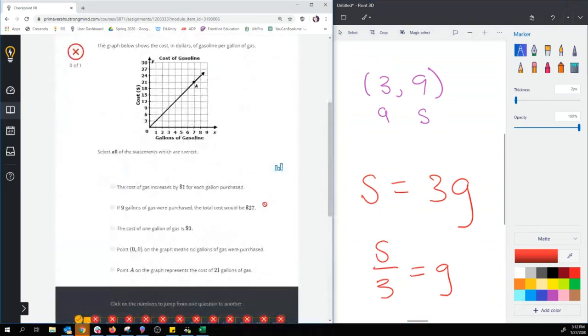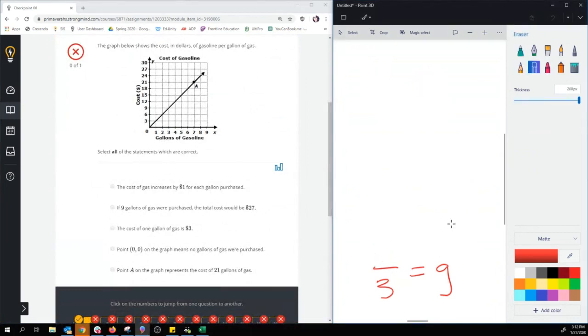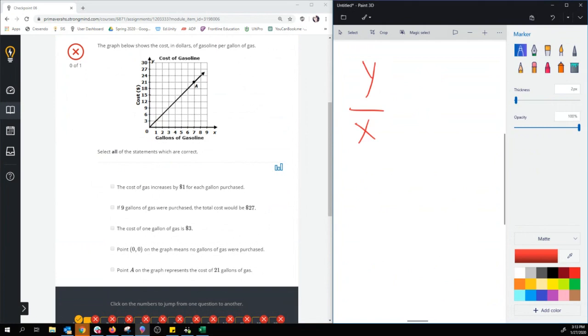The next one here. So we have this graph that shows the cost in dollars of gasoline. So it shows me how much I pay per gallon of gas. And we want to select all the statements that are true. Okay. Well, if I look here, do you remember how to find your unit rate from this graph? What you look for? Y over X, perfect. So Y over X is our unit rate.